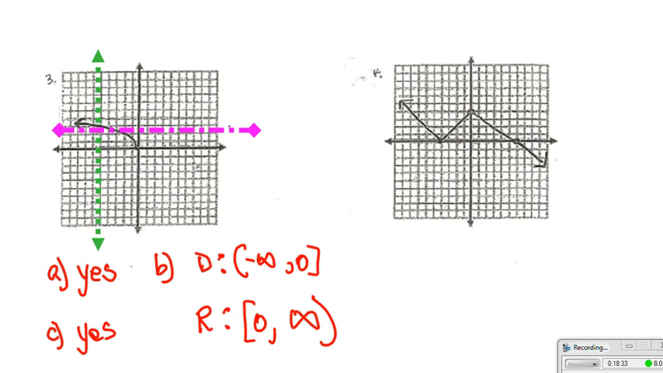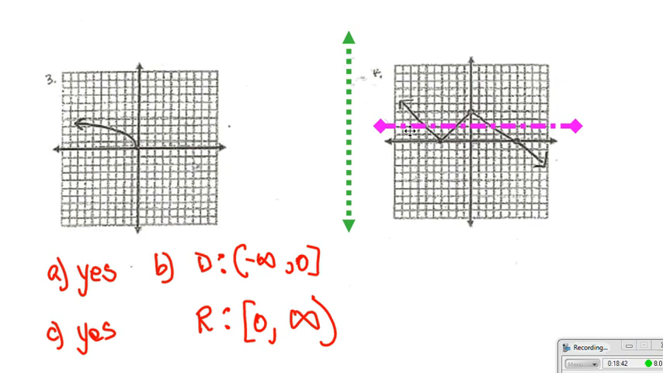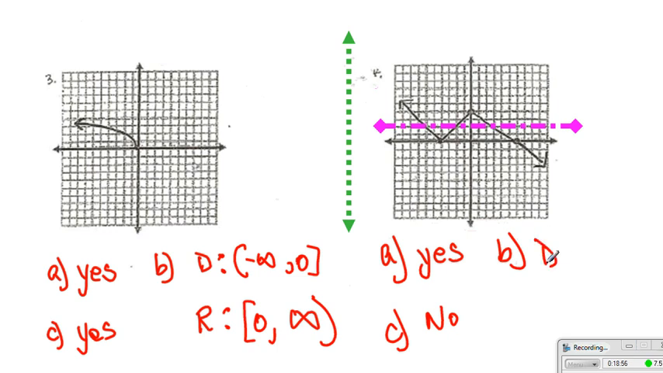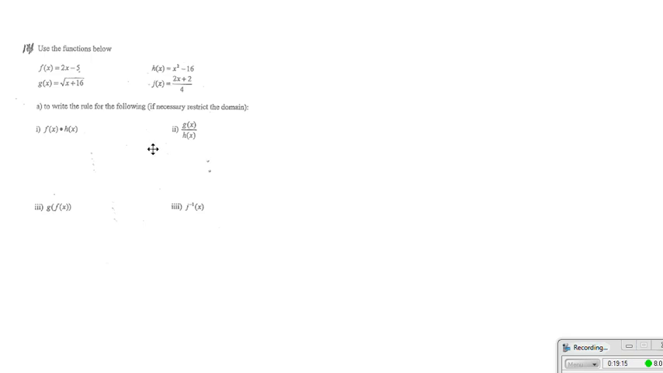Here, number 4. Is it a function? Yes, it passes through the vertical line test. But you'll realize that it doesn't pass the horizontal line test, such as these. Which gives us, it is a function, yes, but no, it's not 1-to-1. Domain, since it covers all the x values, seems to be -infinity to +infinity. And range is also -infinity to +infinity. All right. Next.